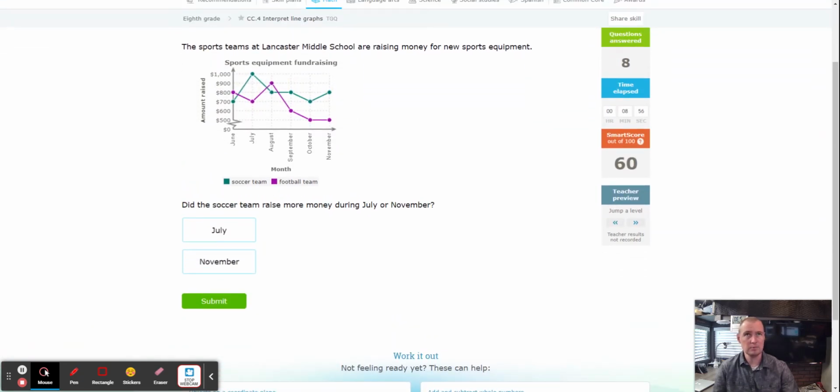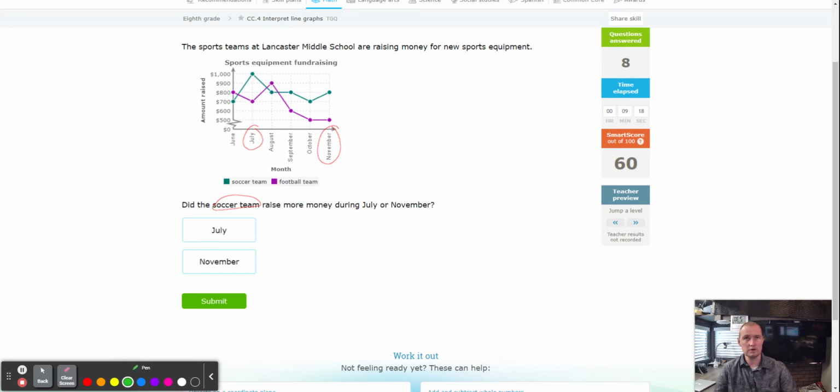All right, next up, we got the sports team at Lancaster Middle School raising money for new sports equipment. Did the soccer team raise more money during July or November? Ooh, July or November. Okay, so we got July and November. So we're going to compare those two. Now, we're only going to look at the soccer team.